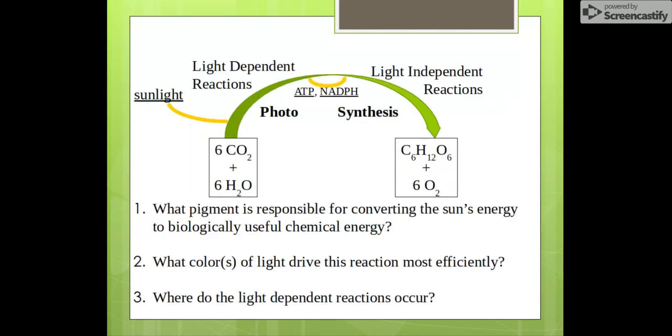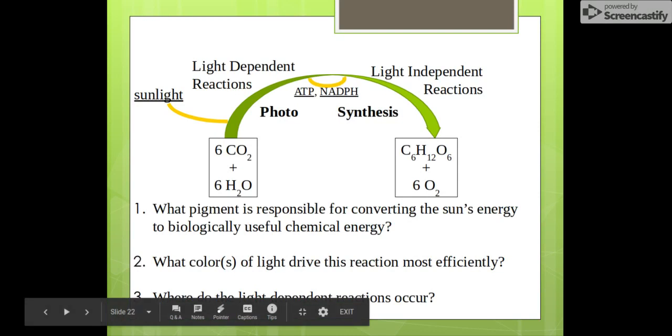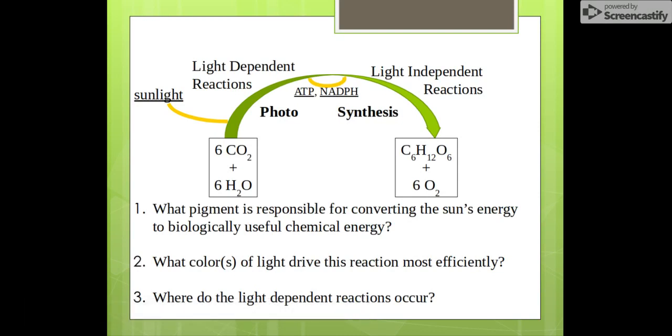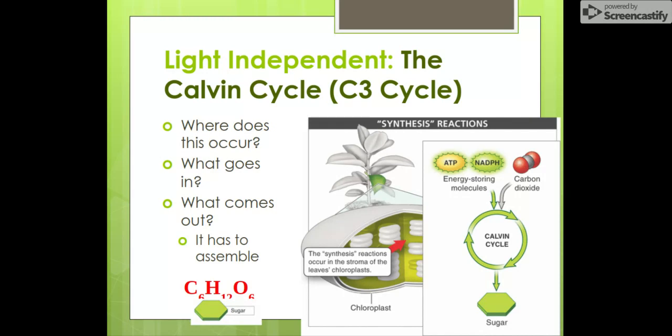Okay. So what pigment is responsible for converting the sun's energy to biologically useful chemical energy? Chlorophyll. What colors of light drive this reaction most efficiently? Here we're going to have our blue and our red. And where do these light-dependent reactions occur? In the thylakoid.